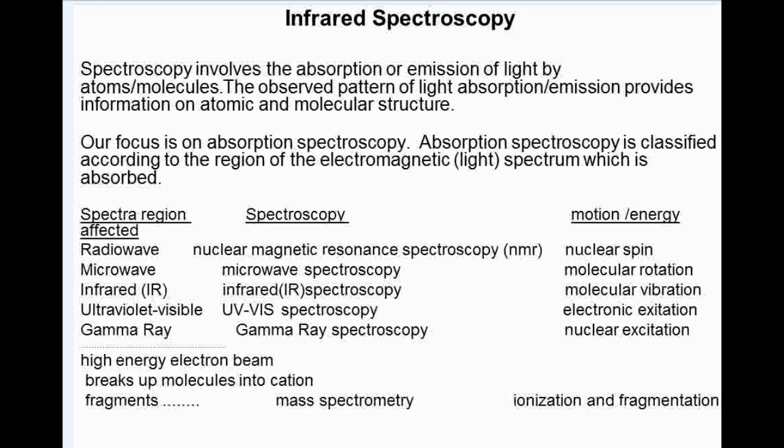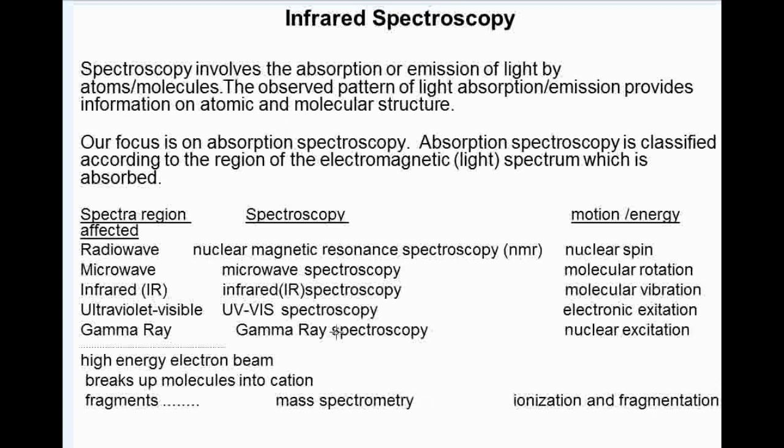Our focus in the laboratory will be on absorption spectroscopy. We're going to be studying a number of different absorption spectroscopies. First, IR spectroscopy, then nuclear magnetic resonance spectroscopy, or NMR spectroscopy, then ultraviolet visible, or UV-Vis spectroscopy. Absorption spectroscopy is classified according to the region of the light spectrum which is absorbed.